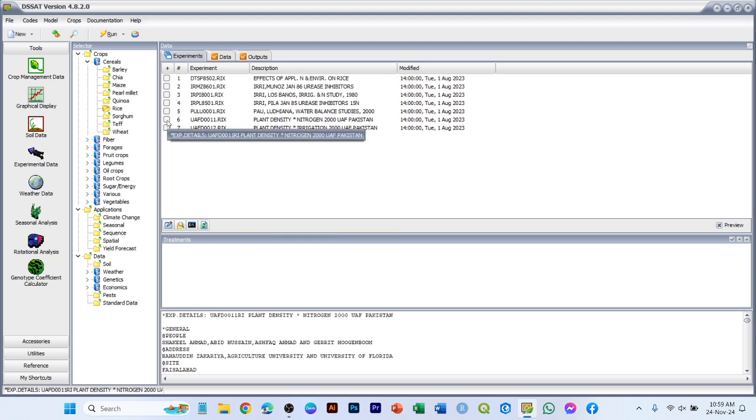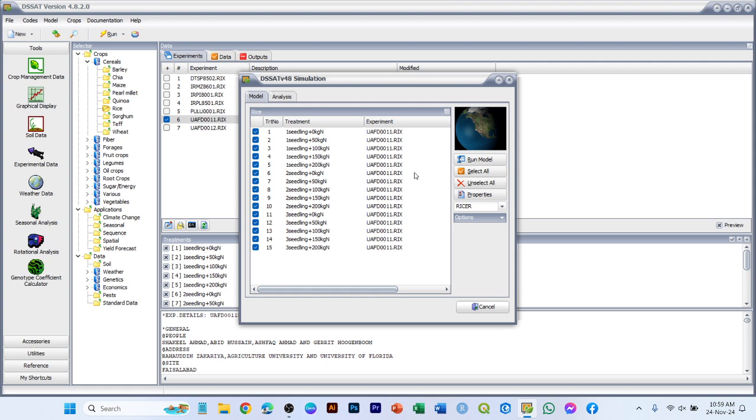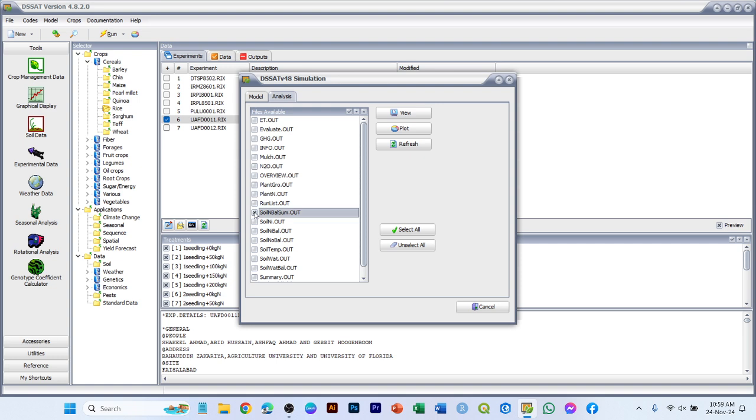So if you go towards this one, run the model, then go to the selection of the specific treatments, run the model. When you play with the model, then automatically you will be trained. Then you have to go to the analysis, plant growth, or soil balance. No graphical files were selected.